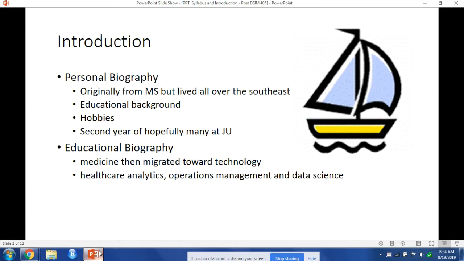I've worked at several hospitals in both Florida and Virginia in various clinical and business roles. On a side note, I have many hobbies, a few of which are sailing, chess, and I play guitar. I have a chessboard in my office if you would like to come by and play sometime. This is my second year at JU, of hopefully many. It really depends on the course evals.